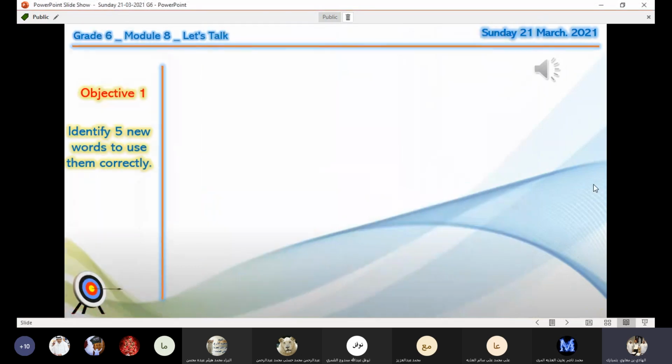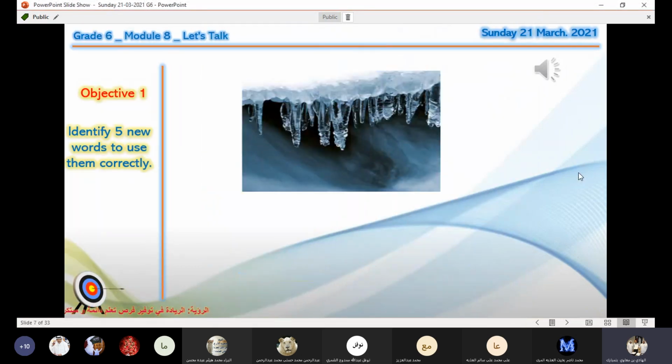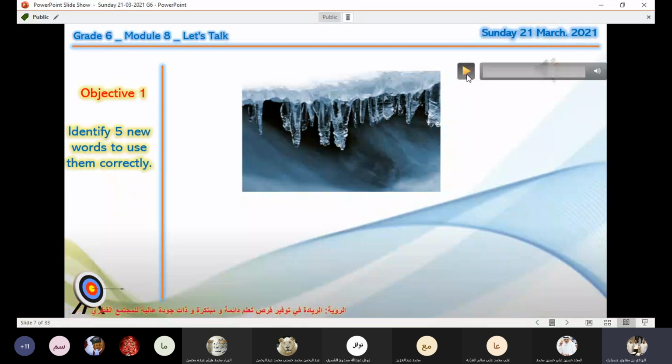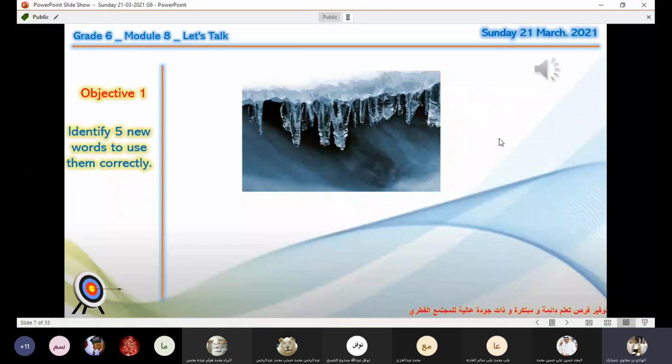Okay, look at the second picture. Yeah, this is what? This is freeze. Freeze. Very good. Water freezes at 0 degrees Celsius, right? It freezes. It becomes ice. So freeze, okay? Listen, please. Freeze. Repeat with me. Freeze, freeze, freeze. Very good.